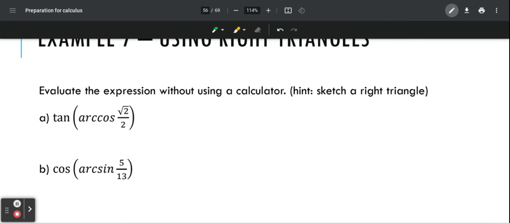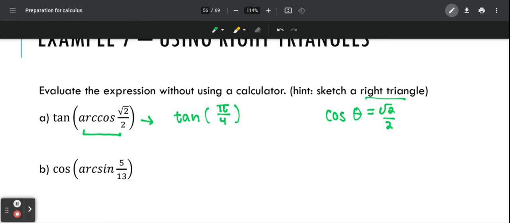We're doing this without a calculator. If it's not a value that you know from your unit circle, you might need to draw a triangle. So for the first one, let's start with the inside, the arc cosine of root 2 over 2. We're really saying, the cosine of what angle measure equals root 2 over 2? We know the cosine is root 2 over 2 at pi over 4. So this question is really asking us for the tangent of pi over 4. And the tangent of pi over 4 is 1.